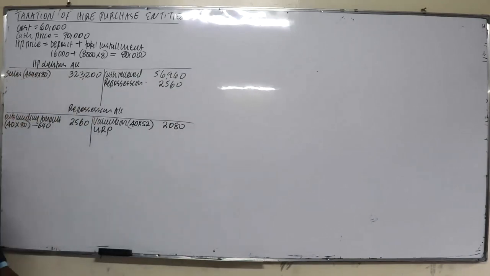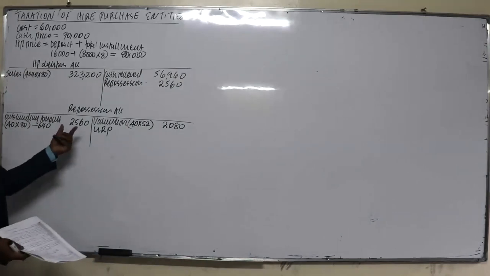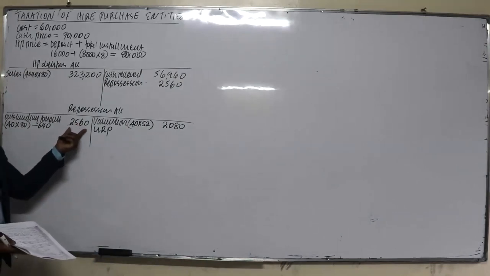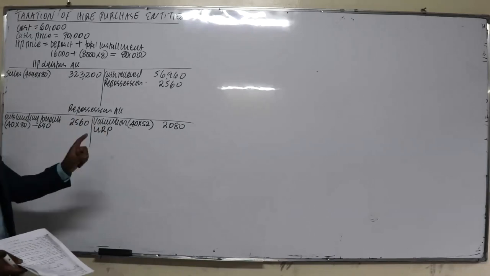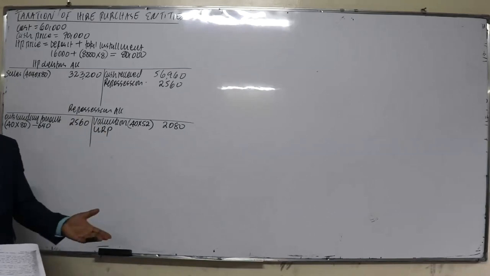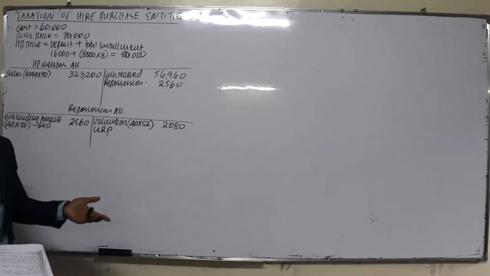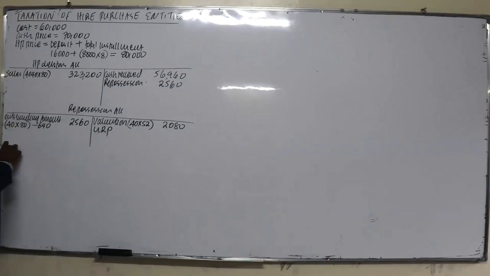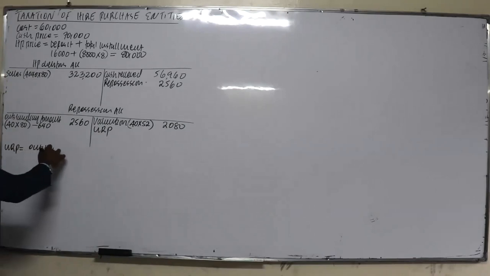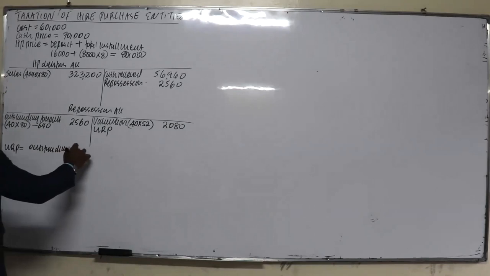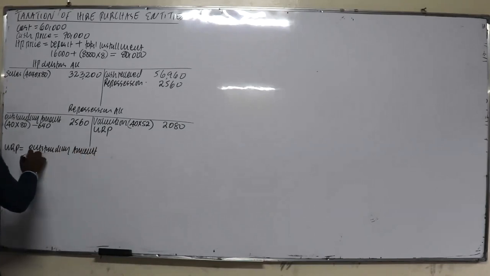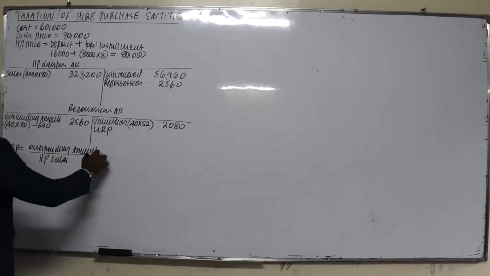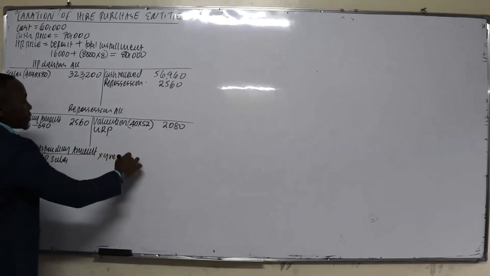Then you need to provide for unrealized profit. You see this outstanding amount? We had recognized these sales at hire purchase price. There was a profit we were expecting to receive from this customer, but now we have repossessed the item, so we won't get that profit. So you provide for unrealized profit. And how do we get the unrealized profit? You take the outstanding amount, you divide by the hire purchase sales, you multiply by the gross profit.